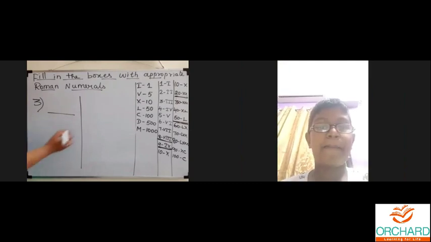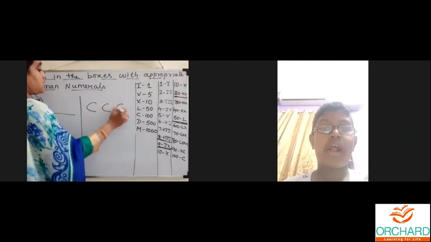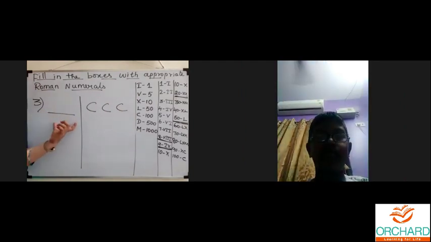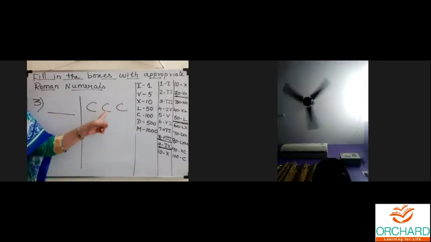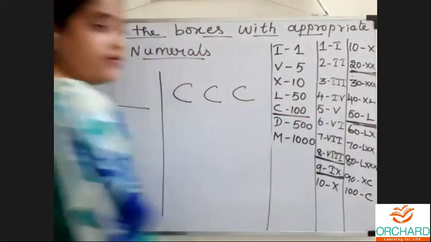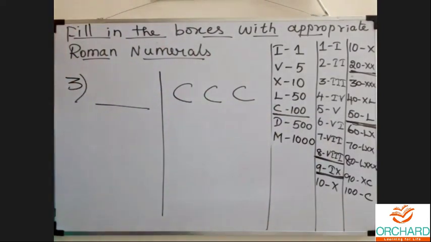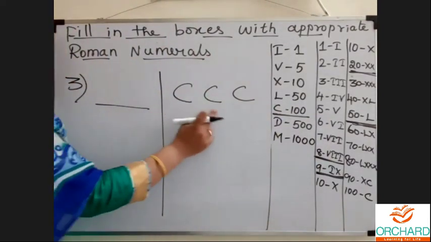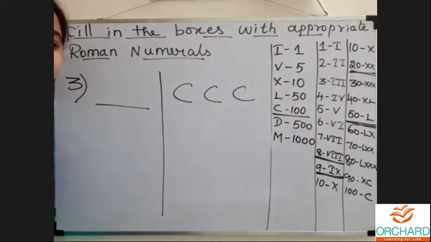So here we are going to find the predecessor value of CCC. Can you tell me what C stands for? C stands for 100. Very good. So C stands for 100. Here three C's are given. So what do we have to write?